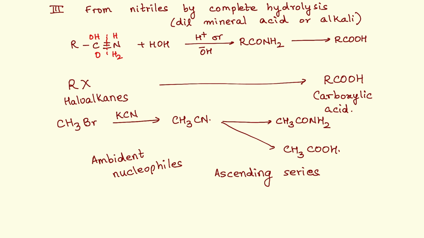And how do we do that? Either I can carry out partial hydrolysis, in which case I will get an amide using a concentrated acid, or I can use a dilute acid, bring about complete hydrolysis, giving me the corresponding carboxylic acid, right?